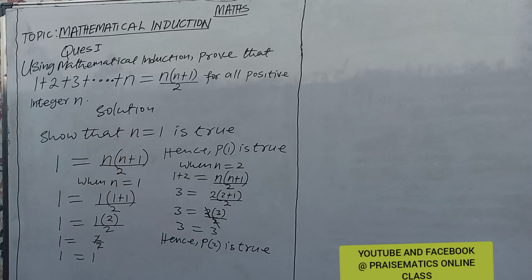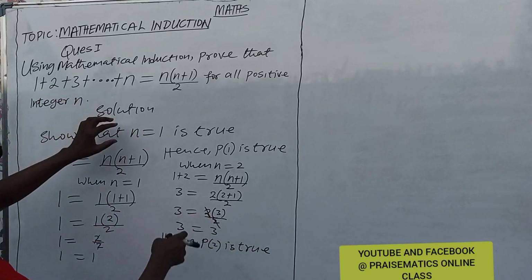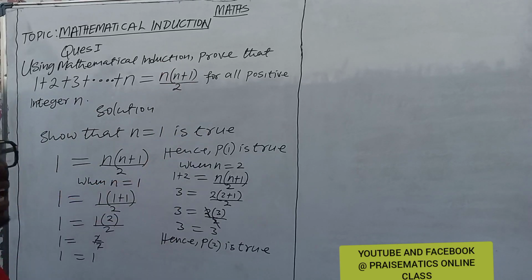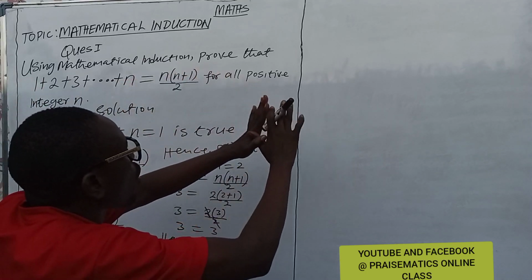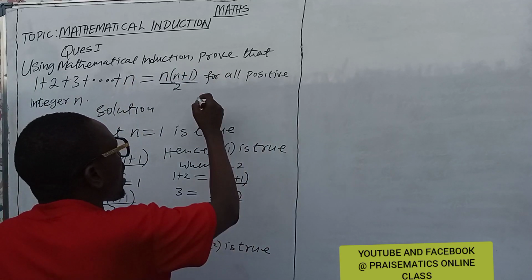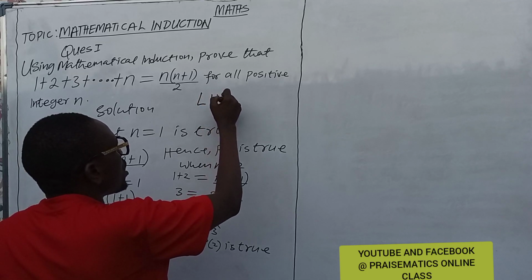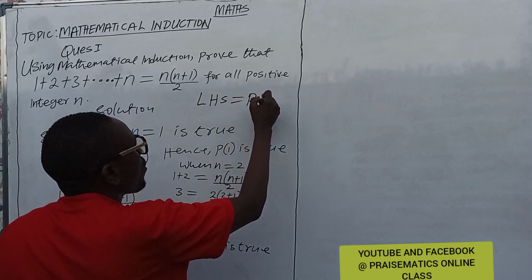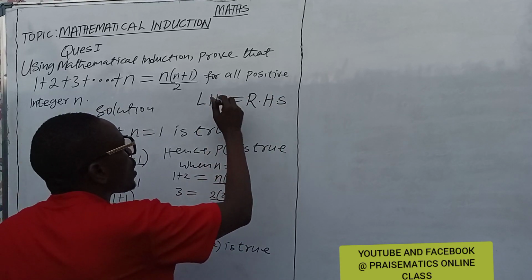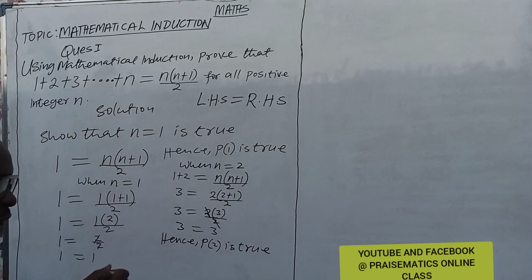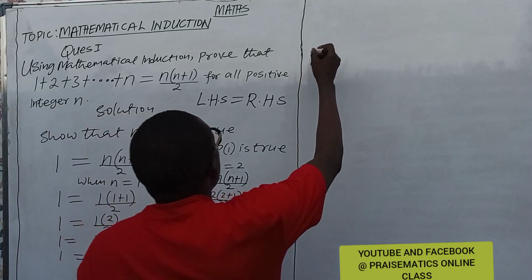That is how to test for the first step. That is what we call the first step. Any number that we pick from here must be equal on this side. We want to check that whatever happens on the left hand side must be equal to the right hand side. So you need to be careful with LHS equals RHS. The left hand side must be equal to the right hand side while proving mathematical induction.